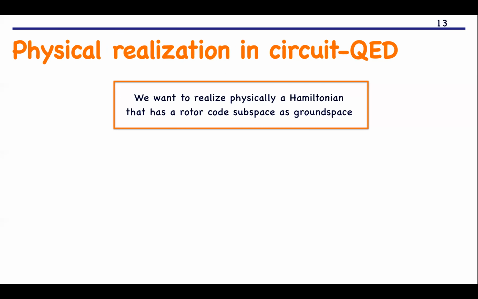All right. So now we want to look at possible physical realizations in circuit-QED. And spoiler alert, there have already been some circuits that are actually physical realizations of these codes, but this wasn't recognized before, simply because these codes didn't exist before our paper. So we want to realize physically a Hamiltonian that has a rotor code subspace as ground space. So this is the goal. And we want to do it in circuit-QED, using capacitances, inductances and Josephson junctions.